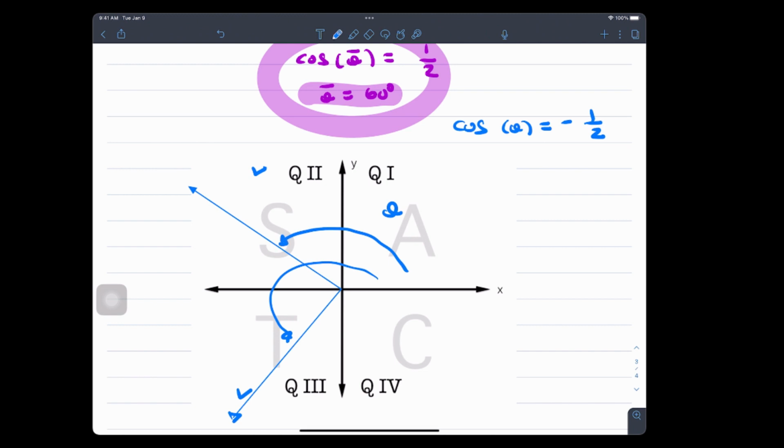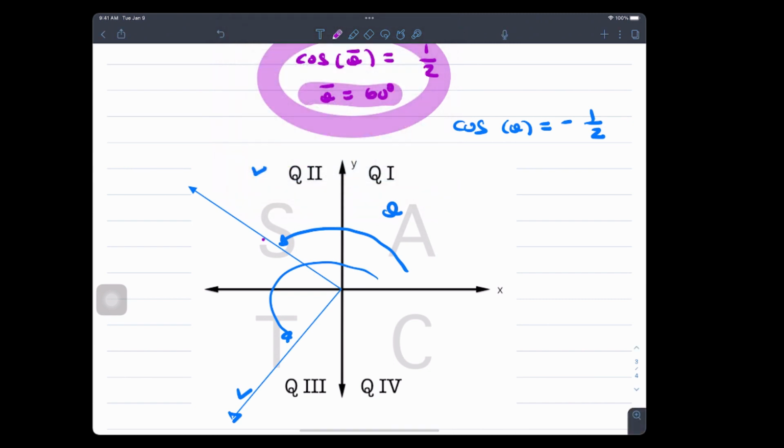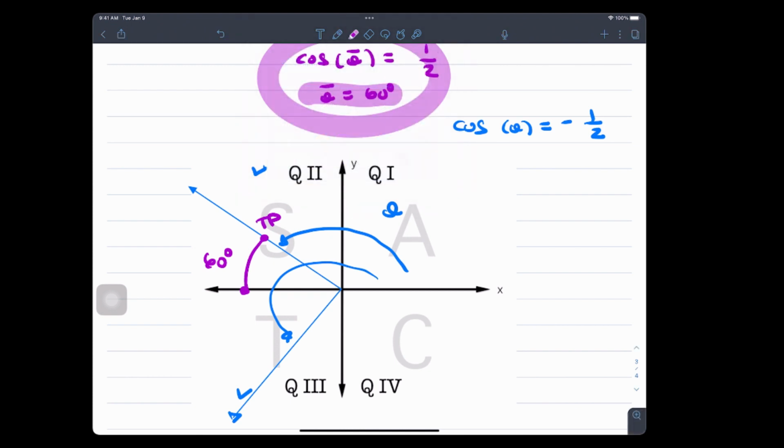But how do I use that reference? Do you guys remember? This is the key. The reference angle was along that unit circle. There's a terminal point here. It's the shortest distance to the x-axis. This is 60 degrees. Do you guys remember that? So along the unit circle, you have that terminal point to the x-axis. This is how I use that reference angle. I have to use the reference, 60 degrees. What does it mean about theta then?